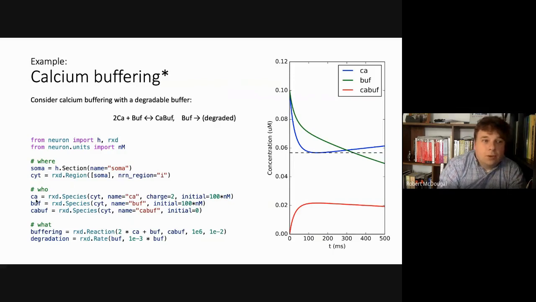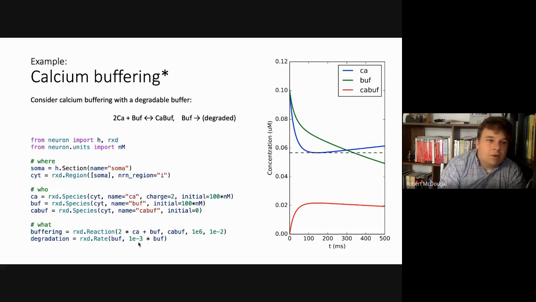Cool. Who's involved? I've got calcium, which is a thing with charge 2, and has some initial concentration. I have a buffer, which has some initial concentration. I'm going to assume the buffer is uncharged. And I have the bound form, which has some initial concentration. I've said where things happen, I've said who's involved. Now I can say what's going to happen. Well, it's going to take 2 calciums and a buffer to give me the bound form. And there's a certain forward rate and a certain backward rate. And the buffer is just going to disappear over time.